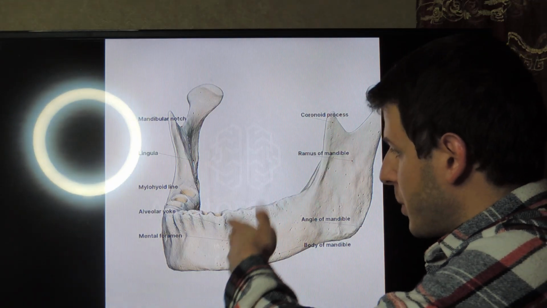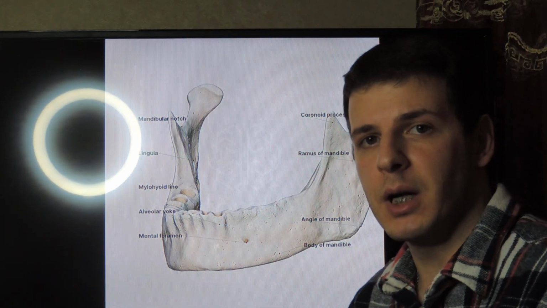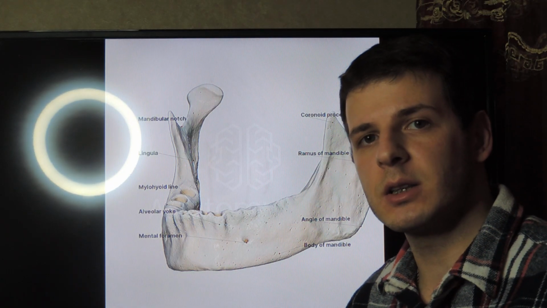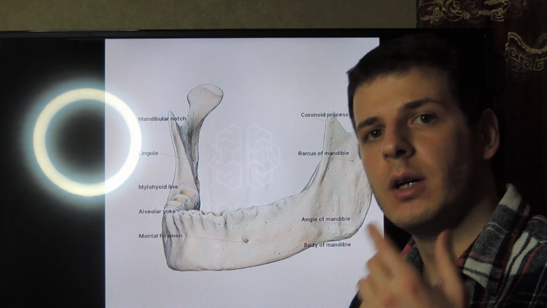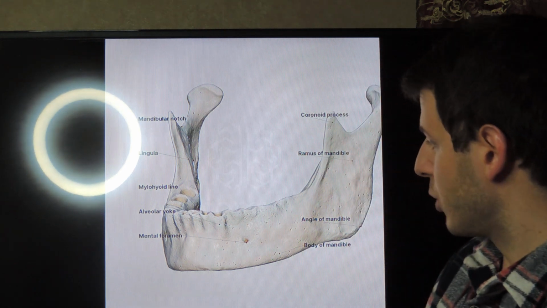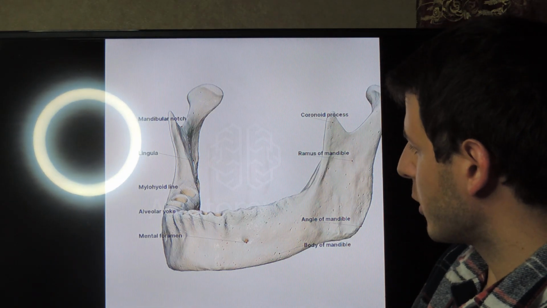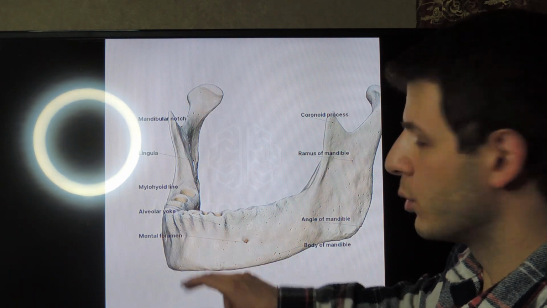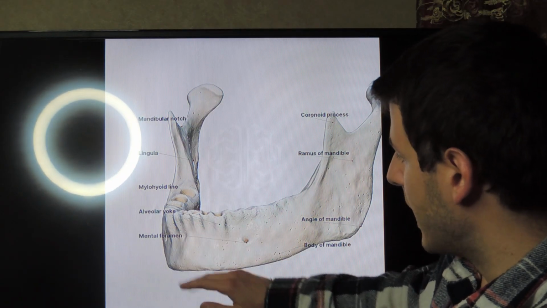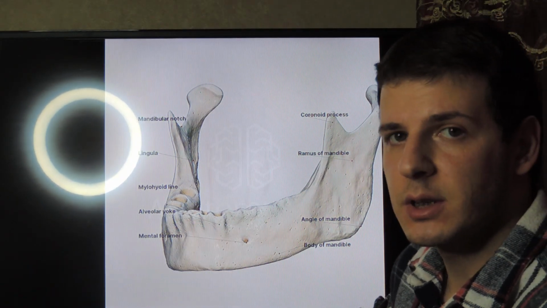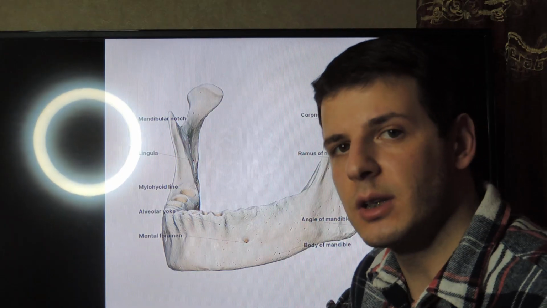We have the superior border, which forms the alveolar part or alveolar process, and it bears sockets for the lower 16 teeth. Also we have the inferior border or base of the mandible, and also we have two surfaces. This is the outer or external surface, and also we have the internal or inner surface.